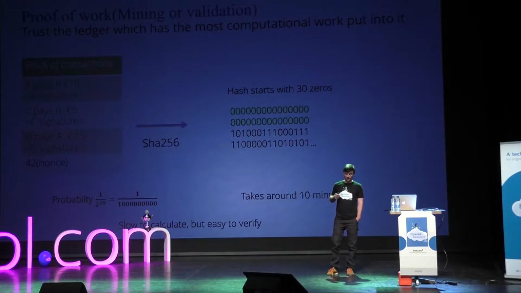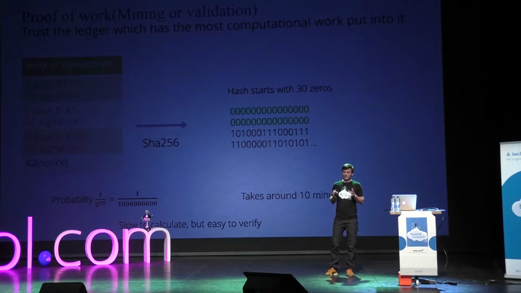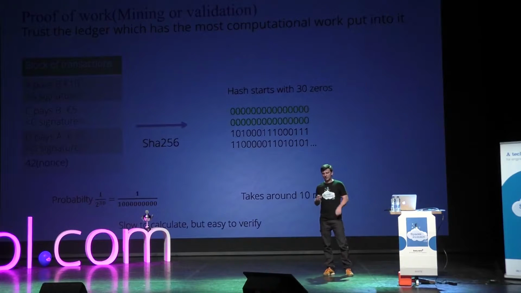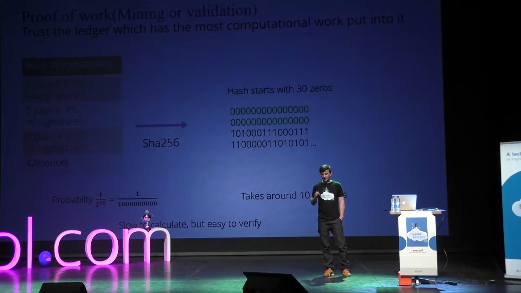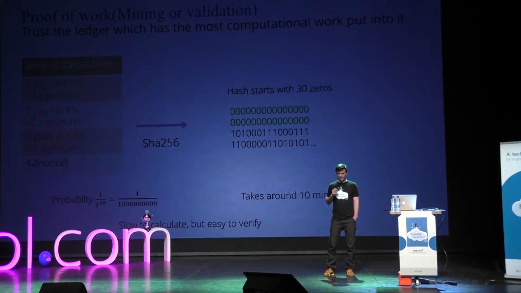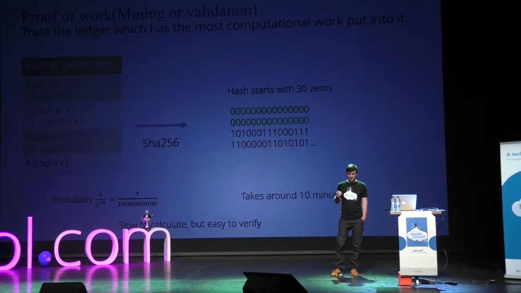Nodes trust the ledger which has the most computational power or effort put into it. It's quite a complex subject. It might take some time to think through, but let's see how we can work through it. So there are some nodes which validate or mine blocks of transactions. This is called proof of work. And what they precisely do is solve complex mathematical or computational problems.